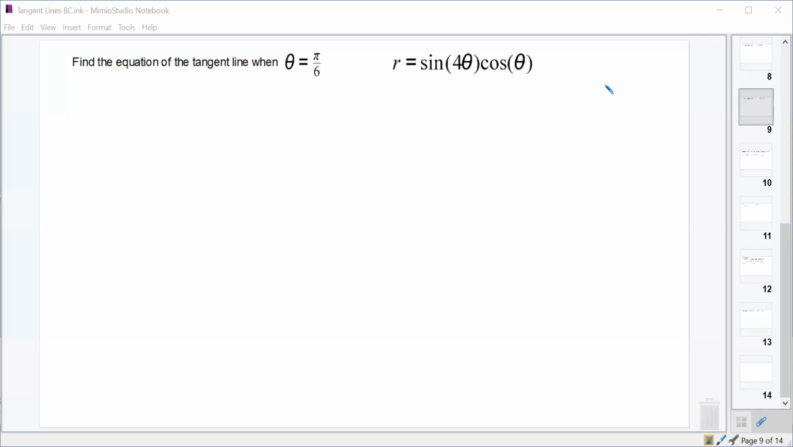So first thing that we need to do is what? Find x and y. So what's x? X is our sine 4 theta cosine squared theta. And y will be sine 4 theta cosine theta sine theta. Oh, that's going to be a pain, isn't it?